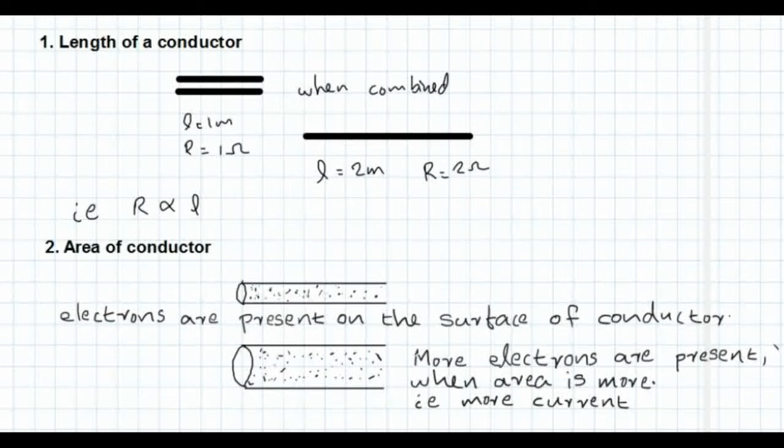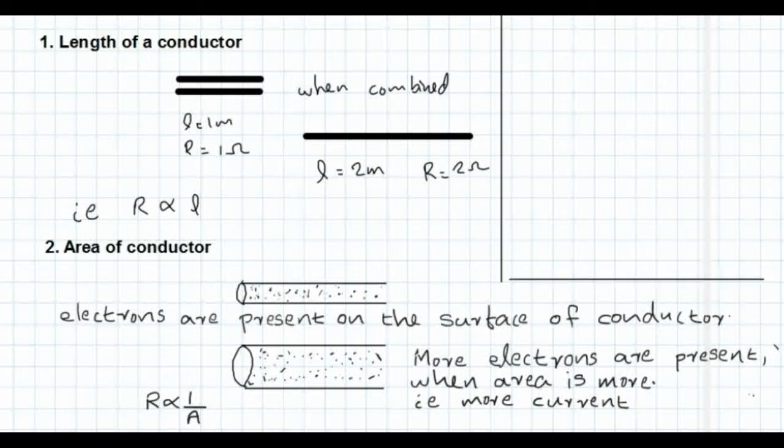So it is a big question: why does the conductance increase when the area increases? Because when the area increases, a larger number of free electrons are present on the surface area, and current is defined as the rate of flow of electrons. So more electrons will flow per second, and as a result there is more current, or we can say resistance decreases. So the relation between area and resistance will be inverse. That means R is inversely proportional to area, or R is proportional to 1 by A.